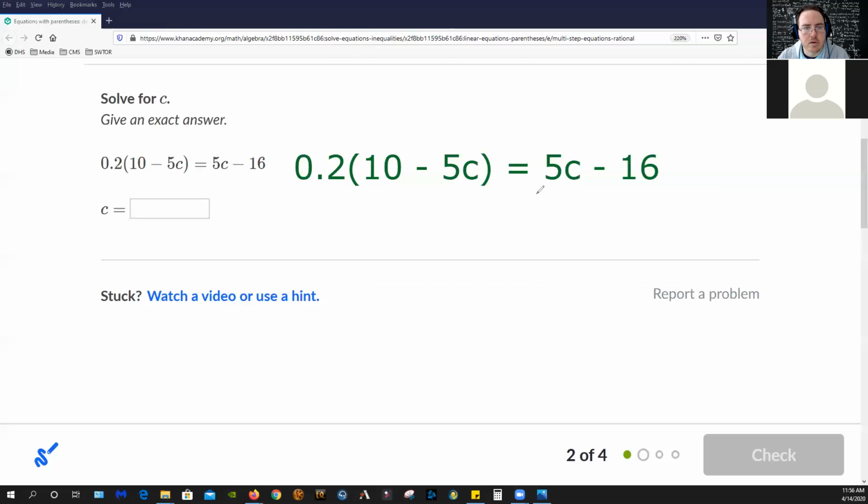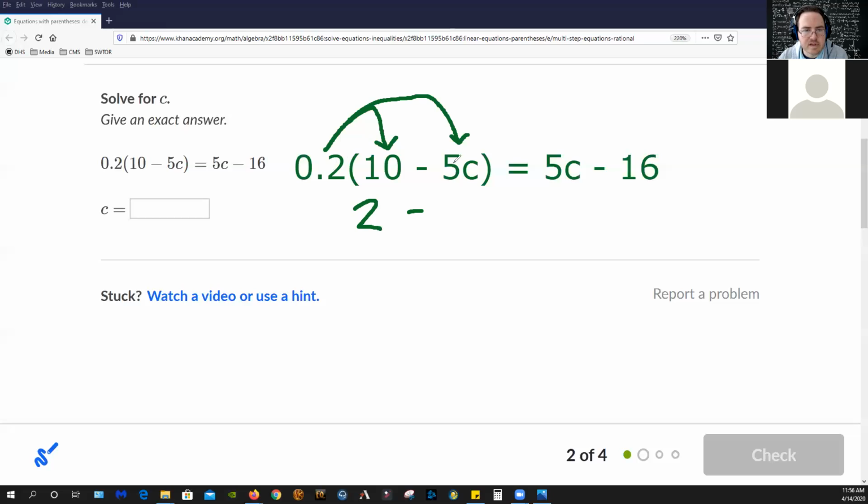All right, so the first thing I'm going to do here is look for like terms that I can combine, and unfortunately, I don't see any. I can't combine these because one has a C and one doesn't. So the first thing I'm going to do is the distributive property. I've got to multiply this 2/10 by both terms in this binomial. So what do we get? 2/10 times 10. Anything times 10 is going to move that decimal over one place, so that would just be 2.